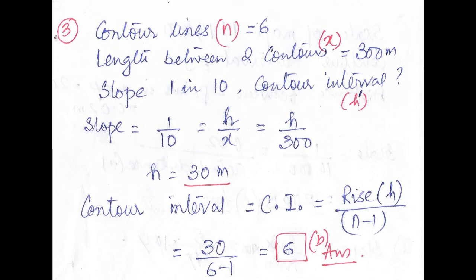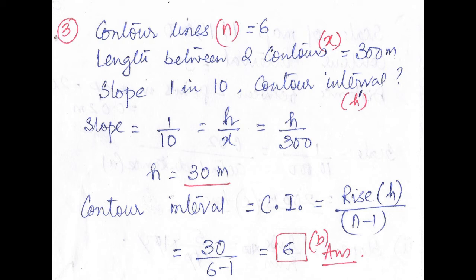In this problem, the number of contour lines, that is n, is given as 6. Length between two contours, that is x, is given as 300 meter. Slope is given as 1:10. We have to find out the contour interval, that is h dash.